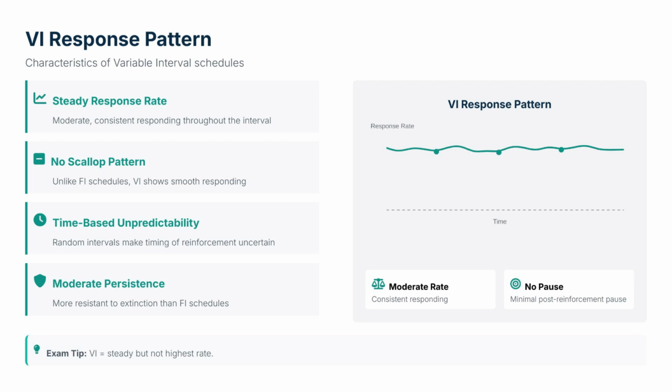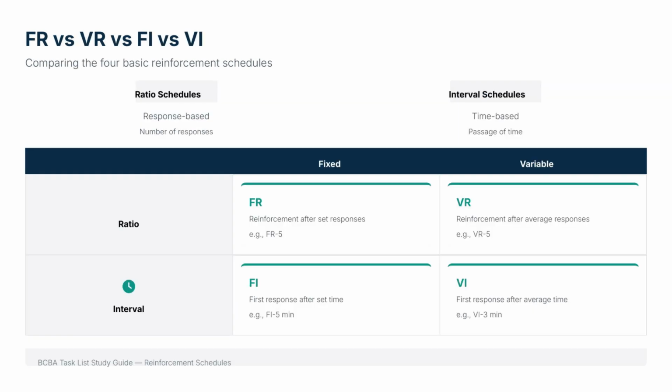Now that we understand each schedule individually, let's compare them directly. Ratio schedules are response-based. Interval schedules are time-based. Fixed schedules are predictable. Variable schedules are unpredictable. FR, set responses. VR, average responses. FI, first response after set time. VI, first response after average time. Understanding these structural differences allows you to logically derive response patterns rather than memorizing them.